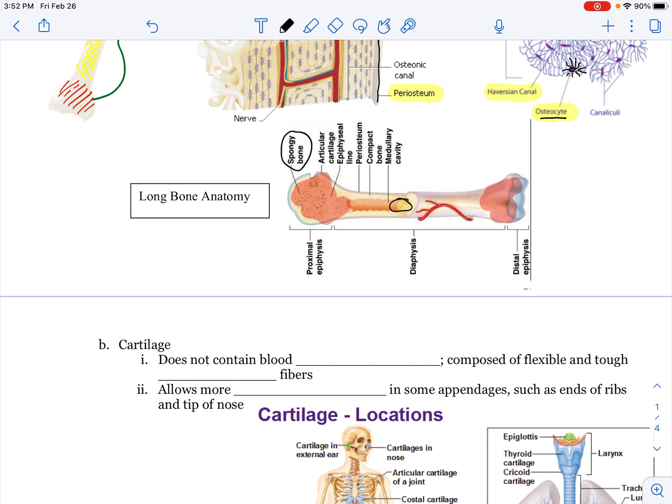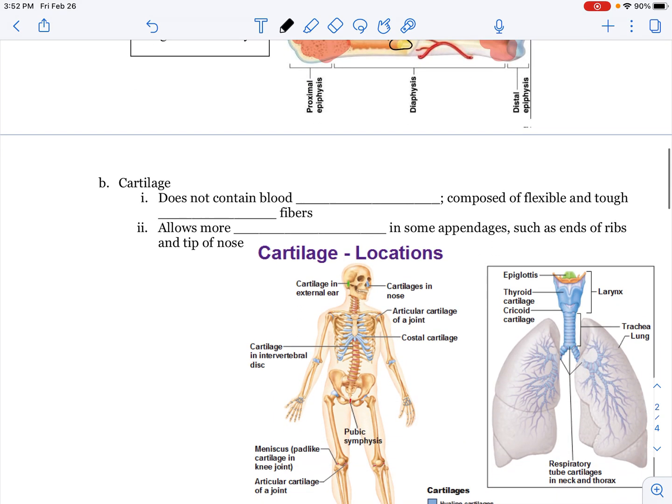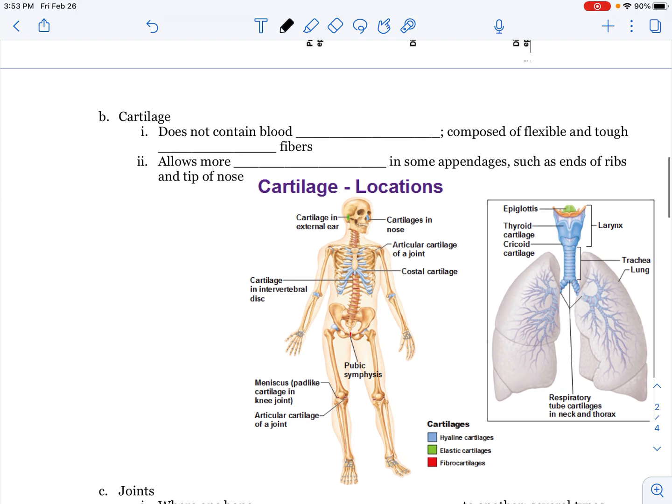Now moving on to the next page, your skeletal system includes not just bone, but cartilage. Cartilage does not contain blood vessels. It's flexible, whereas bone is not, but yet it is still tough, and it is made up of protein fibers.